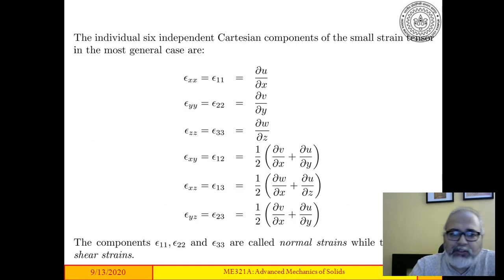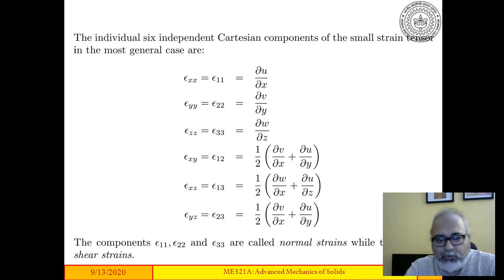Now, if you write those components out, and you have seen this in your ESO 202 course, epsilon 11 we call epsilon xx, epsilon yy is 22, epsilon zz is 33, then 12, 13, 23, and so on, and these are the components where we have replaced u1, u2, u3 by u, v, w and x1, x2, x3 by x, y, z.